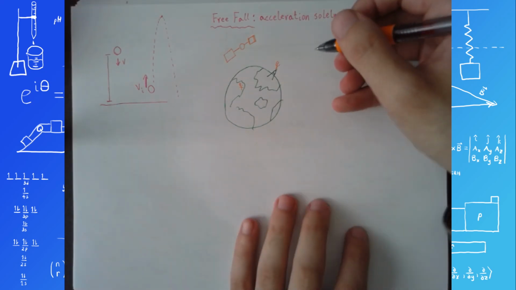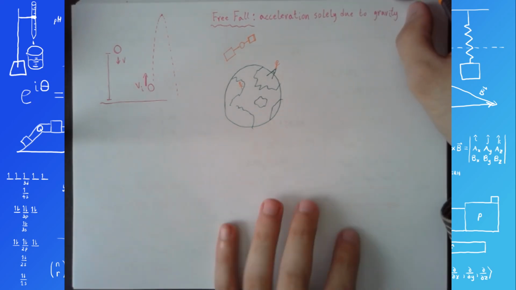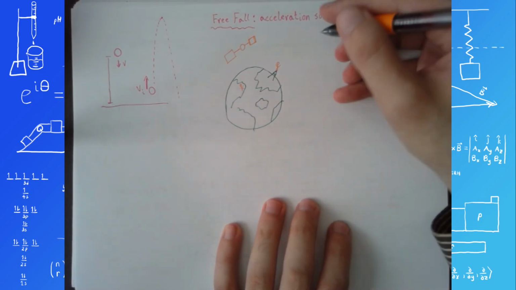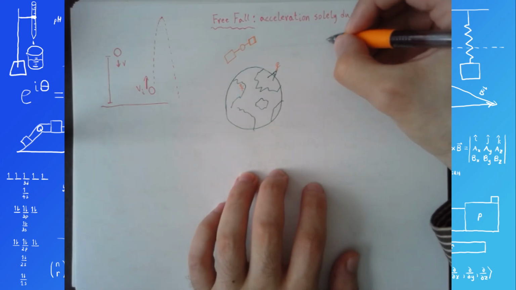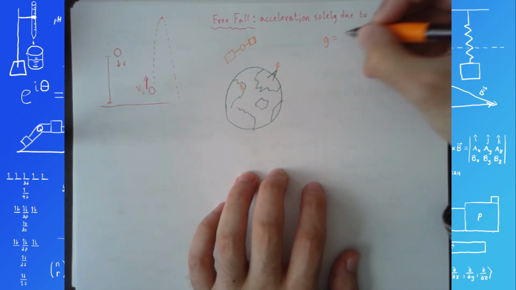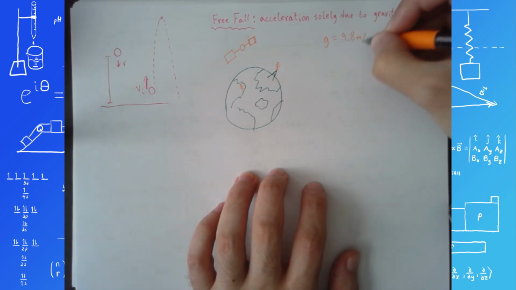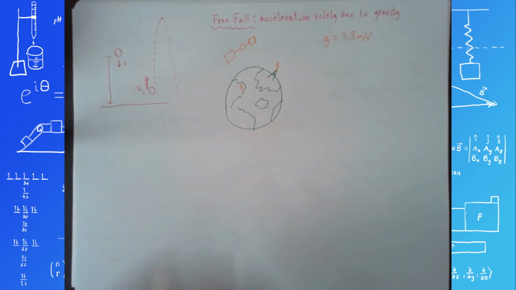But for our purposes, we are going to mostly assume that we are close to the Earth, and specifically, we're going to assume that we're at a height that gives us an acceleration due to gravity equal to about 9.8 meters per second squared. That's what we call little g. You will see this on the AP Physics exam.